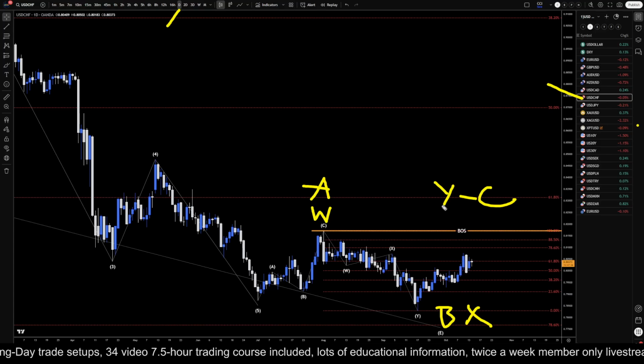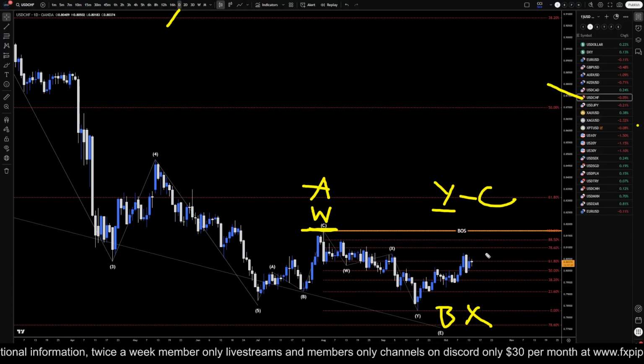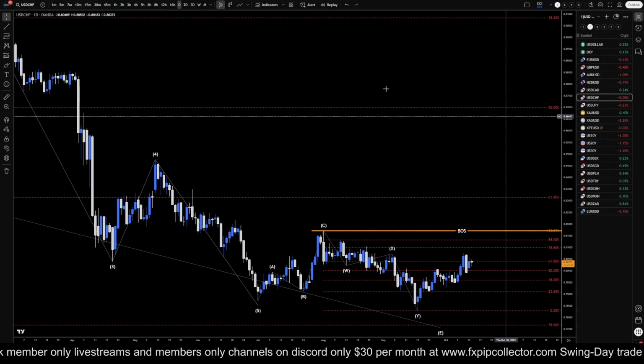The difference is a wave Y should be three waves, and a wave C should be a trend, like impulsive, higher highs, higher lows. Either way, more than likely it is going to take out the previous highs of the A or W, and more than likely, eventually, after it does that, I still think it's going to end up making another big move to the downside.